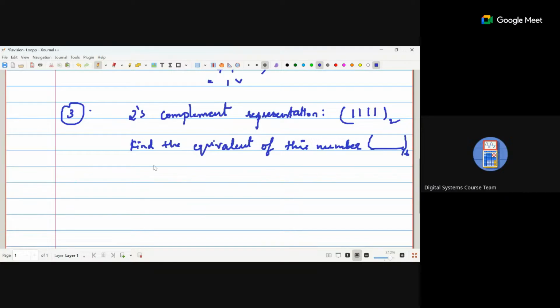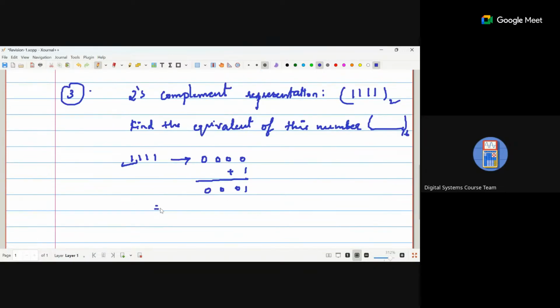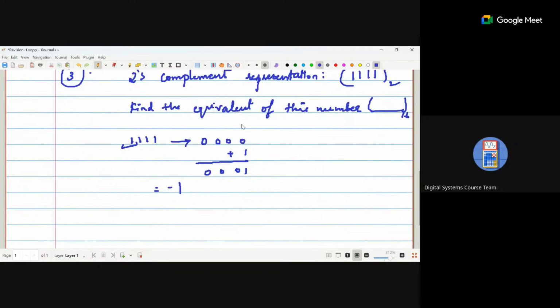Yes, correct. So first you will have 0, 0, 1, 1, 1, 1. You invert the bits to get 0, 0, 0, 0. You add +1, then you get 0, 0, 0, 1. And now we know that because MSB is 1, it is a negative number, so it is -1. And to find the equivalent for this number in hexadecimal, again we'll follow the same steps, and then as you told, when you do it, you will get F.